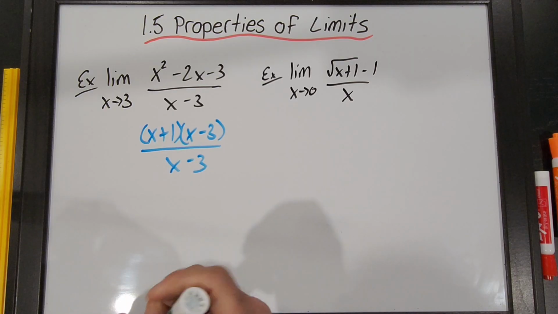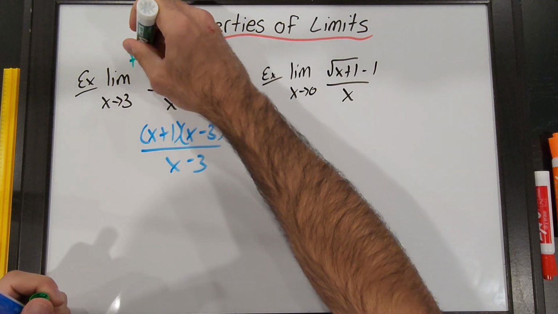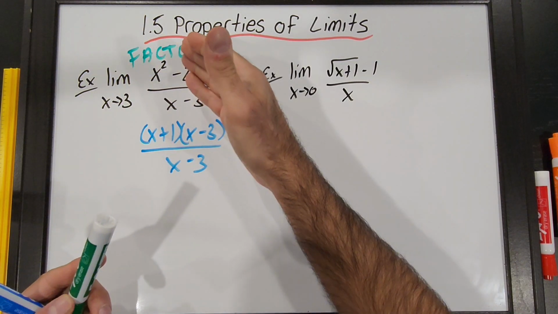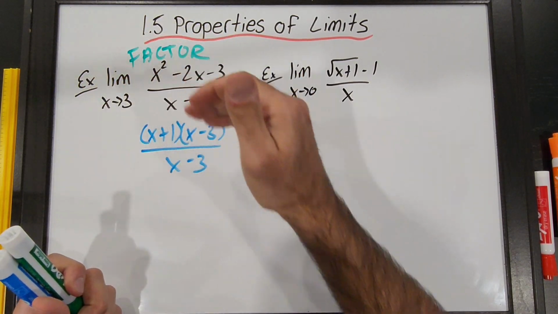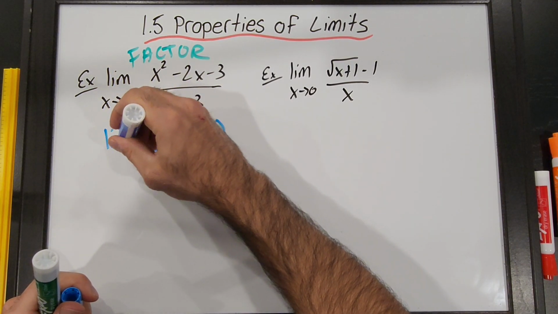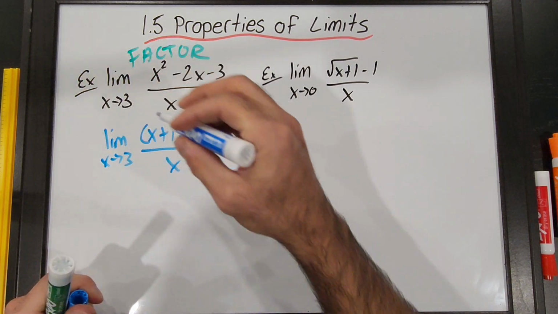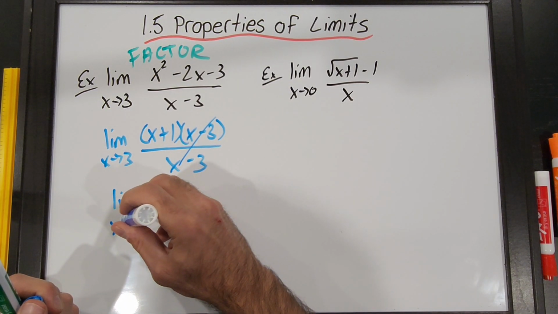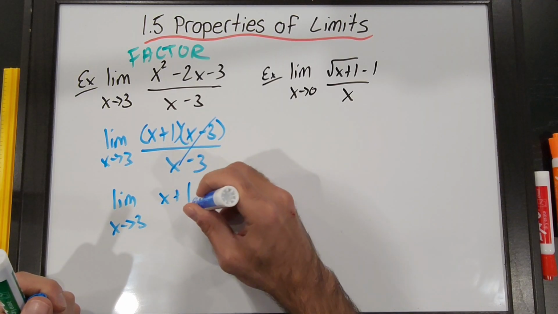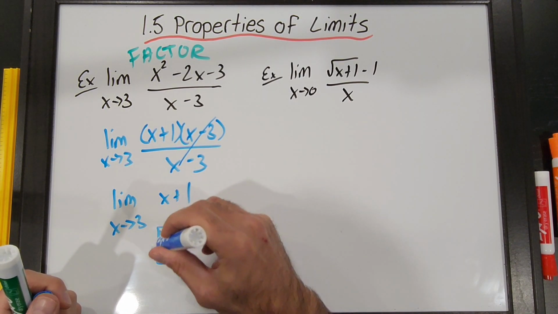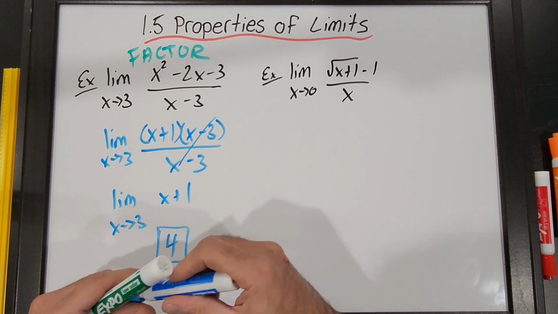So over here, I am going to factor. That's one of the things that I can do when I have something that's undefined. Okay, if I want to be proper, I'm going to maintain this, and these cancel out, and I'm going to be left with x plus 1. If I plug that in, I get 3 plus 1. My answer is 4. Really, really easy.